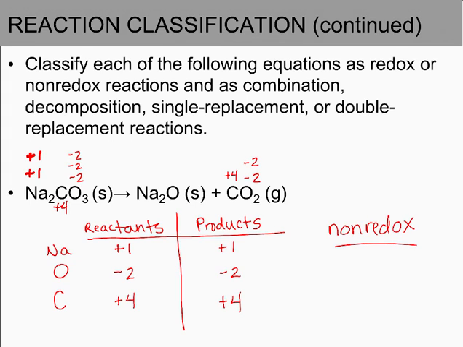All right, now remember, combination reactions involve 2 or more reactants and only one product, which does not describe this reaction, so we can eliminate that. Decomposition reactions have only one reactant and multiple products, and that does describe this reaction. So we can stop there. Now, this wouldn't be single replacement or double replacement because both of those reactions have 2 reactants, which is not the case here. All right, so this is a non-redox decomposition reaction.